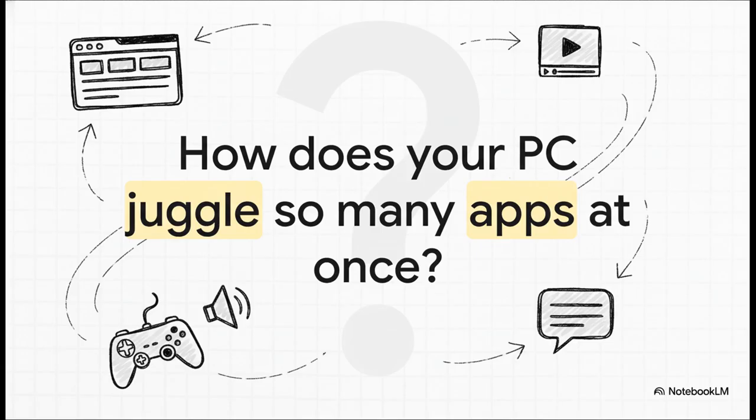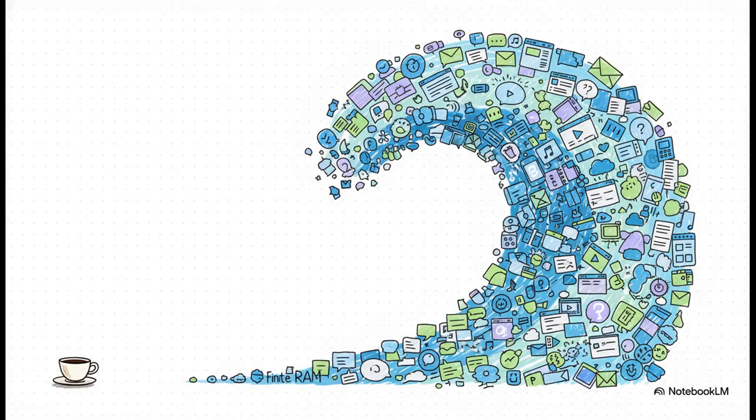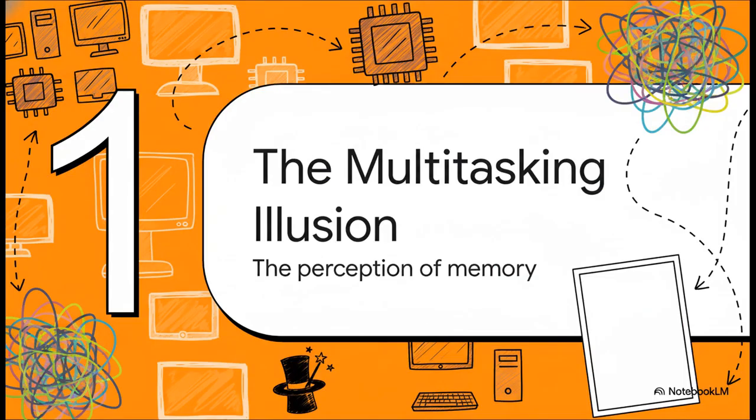Well, the answer starts with a pretty fundamental conflict. So the whole issue really boils down to this. Your computer has a fixed physical amount of memory. We call it RAM, maybe 8, maybe 16 gigabytes. But our appetite for running programs, it feels practically infinite. So how do you fit an ocean of programs into what's basically a coffee cup of RAM? The answer is you don't.